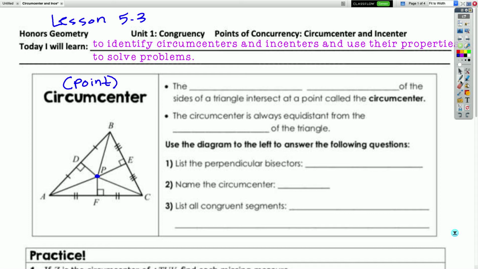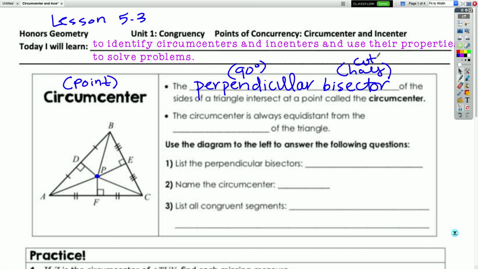Okay, so filling in some of these blanks here, the circumcenter is the intersection of all the perpendicular bisectors. So that's what you guys did on Friday, learning what a perpendicular bisector was. Remember, bisect, cut something in half. Perpendicular is that 90 degrees. Okay, so all of these lines where they create a right angle are going to be our perpendicular bisectors, and we see that they intersect in the center at the circumcenter.